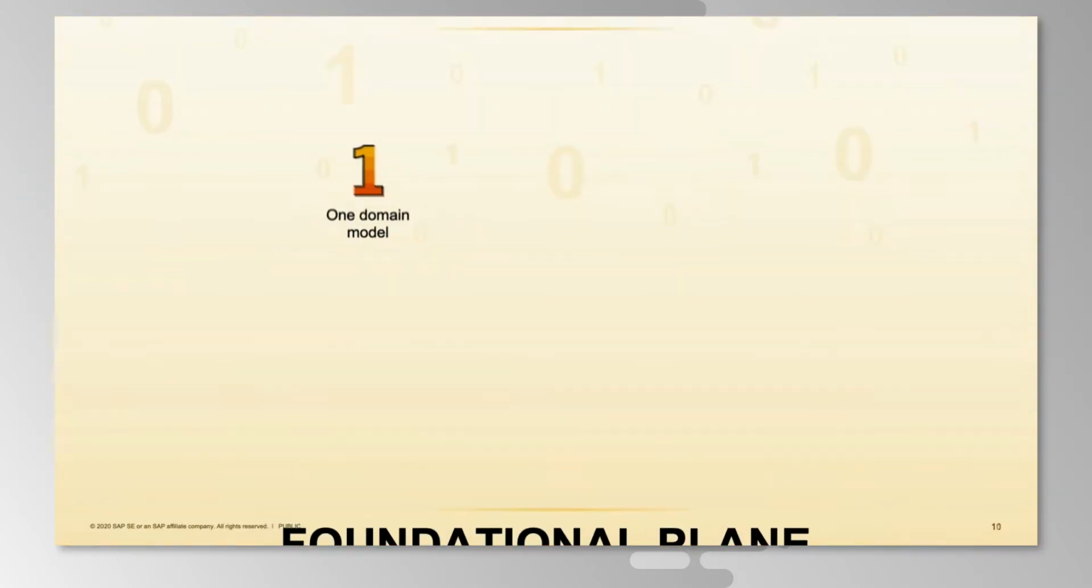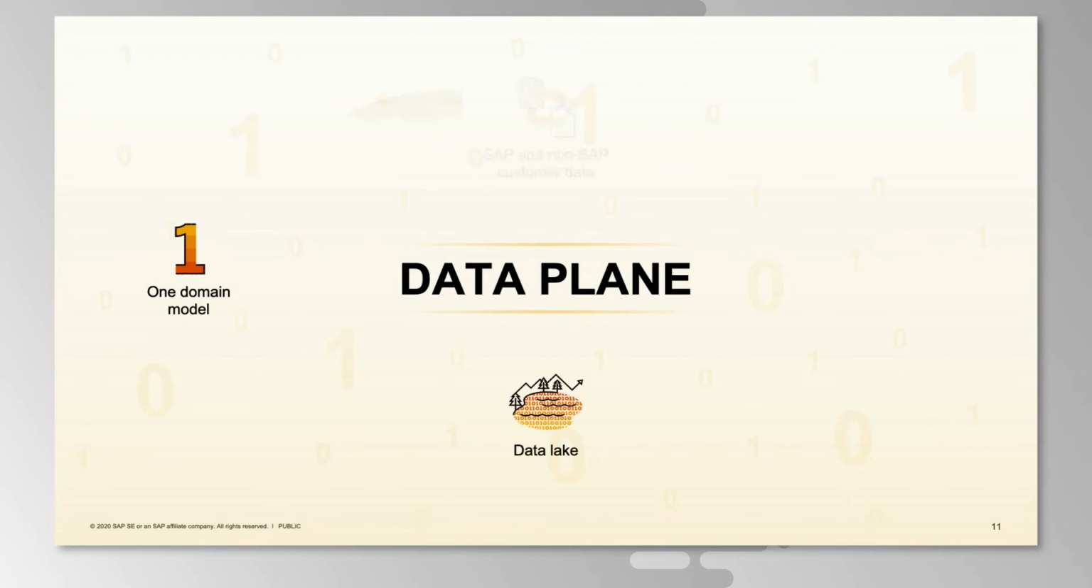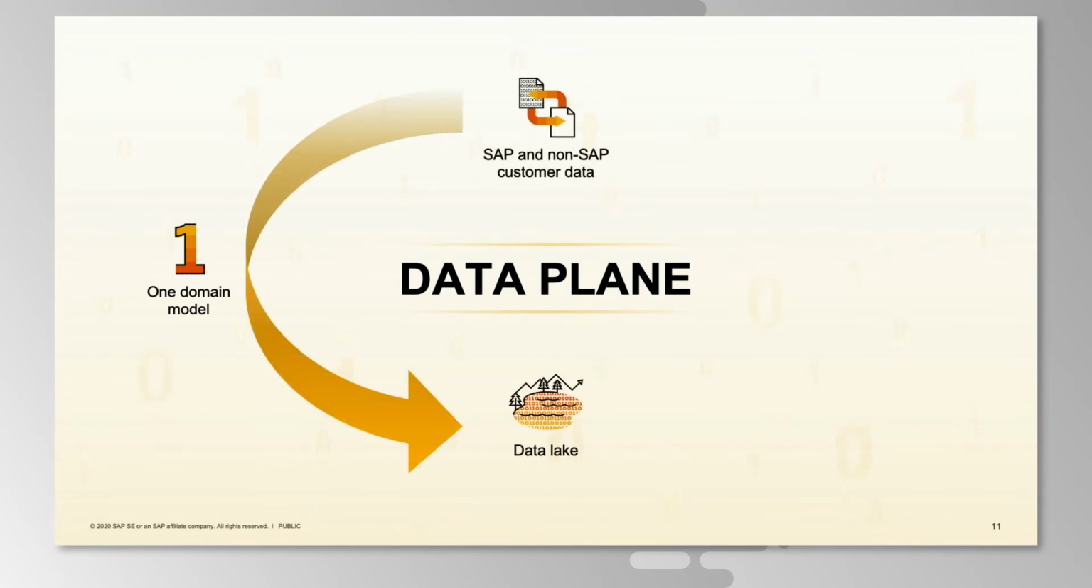On the data plane, again, back to that central theme of how do the solutions that you use on the stack stay in context? It's back to that domain model. So SAP and non-SAP customer data comes into the data plane, is shaped through that one domain model, offered in a data lake, picked up by AI and machine learning algorithms, picked up by analytics.